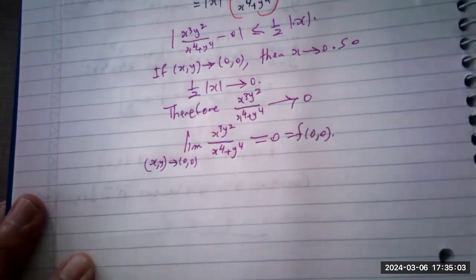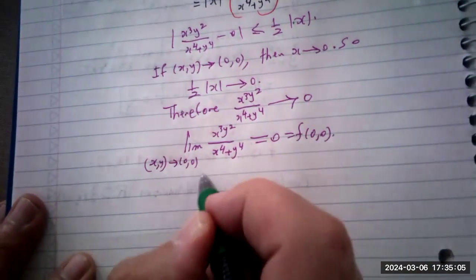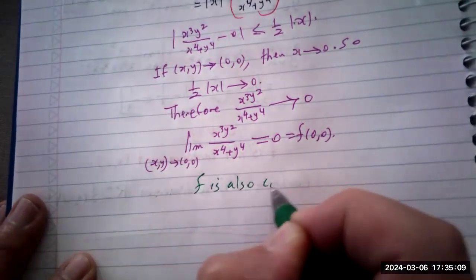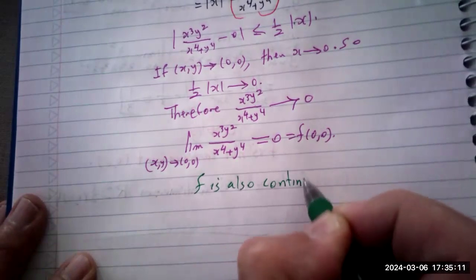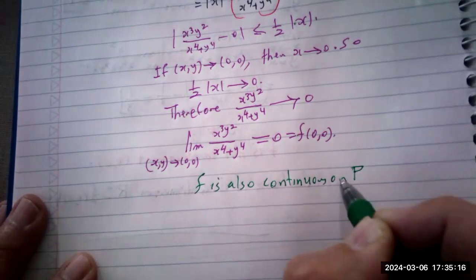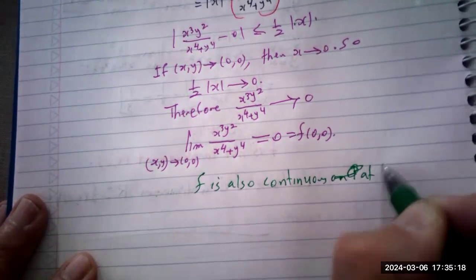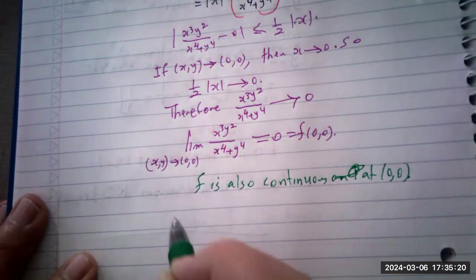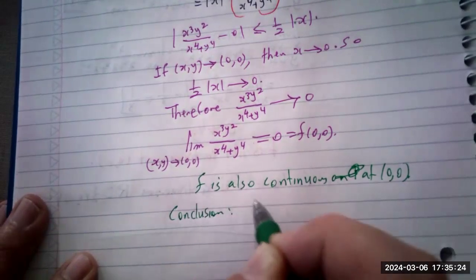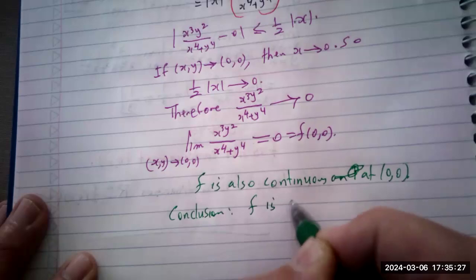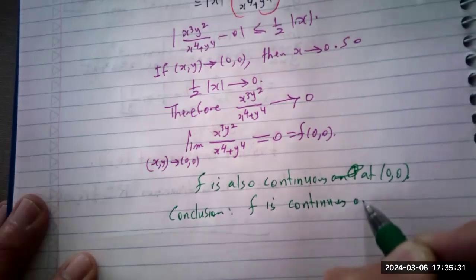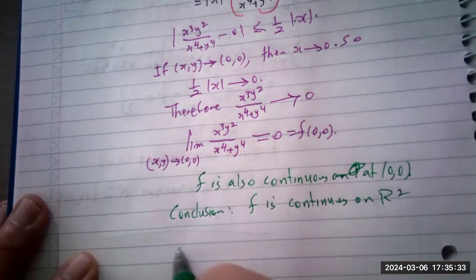So f is also continuous. It's going to be continuous on R2. Sorry, continuous at (0, 0). So the conclusion is that f is continuous everywhere on R2.